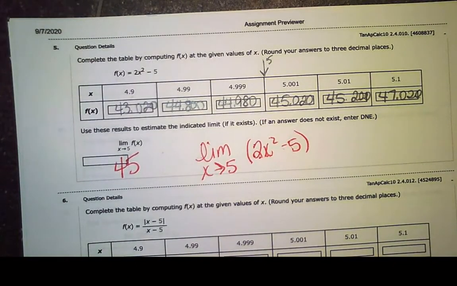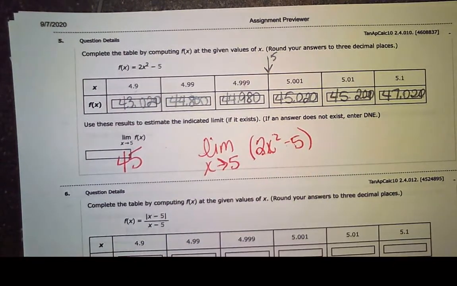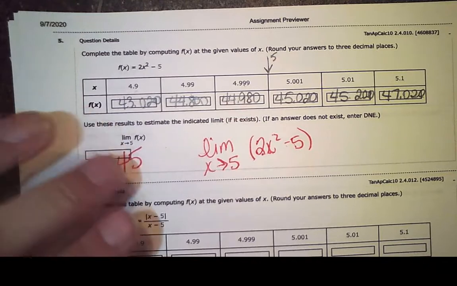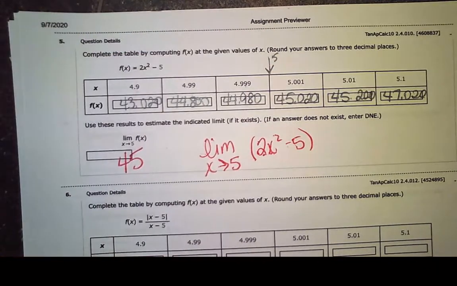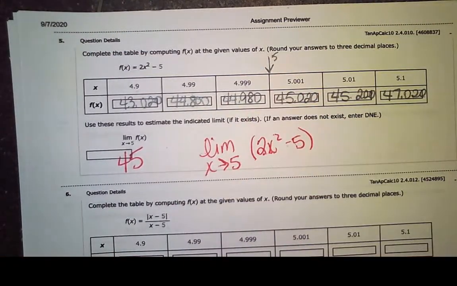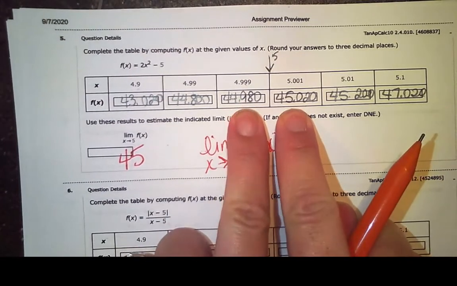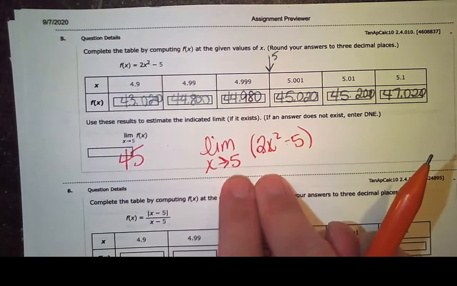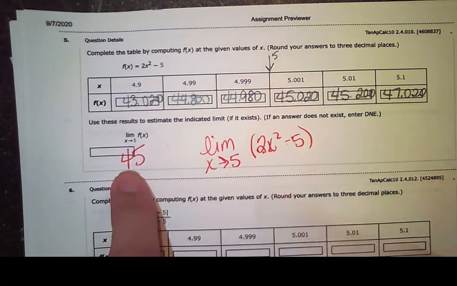And so now what we've done is we've used a table. What did we say before? Tables are tedious. I don't want to use a table unless I absolutely have to. But you're showing me numerically you're creeping closer from the left and creeping closer from the right. And if you look at these two, you are hovering right at 45. But did direct substitution work? Yes, it did. So my answer is 45.